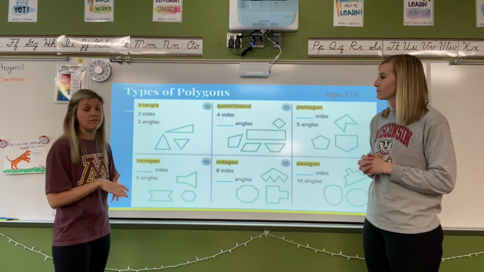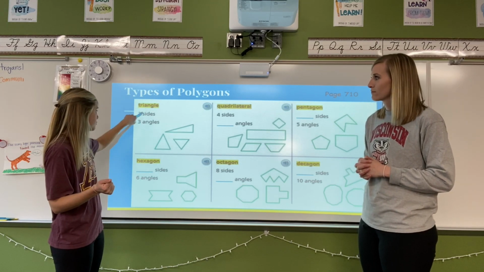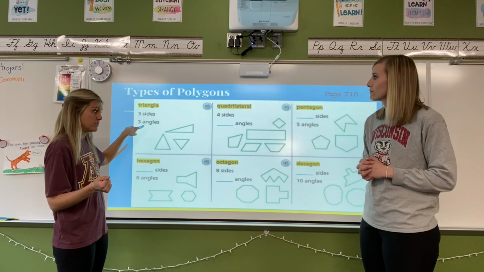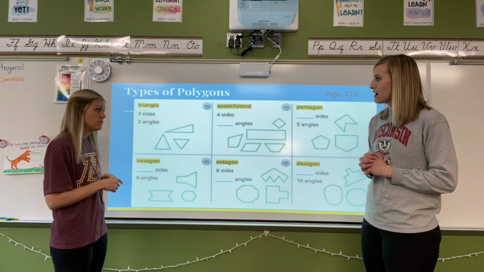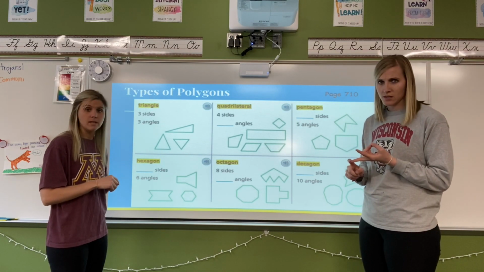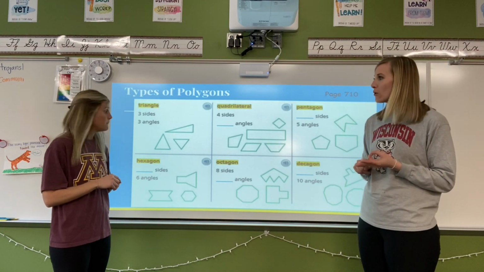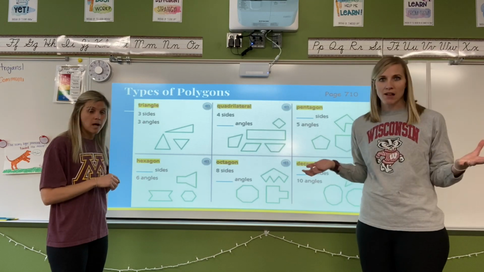This one I know you guys have all seen before. It's a triangle. It tells me a triangle has 3 sides and 3 angles. It's easy. It's a plane shape. It's closed, and it's made up of only line segments. So it is a polygon.